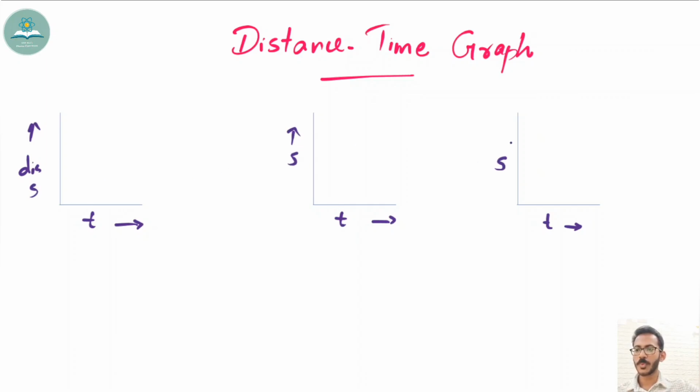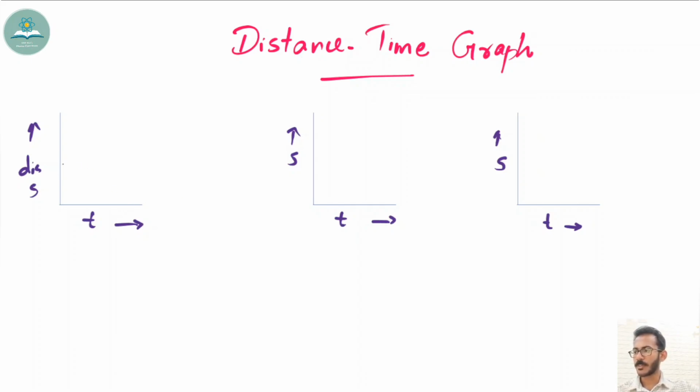Don't be confused between speed and distance or displacement. In this chapter, in this topic, usually we use the letter S, small letter S, to represent the distance or displacement. It's not for speed. Okay, so here we'll see the distance time graph.